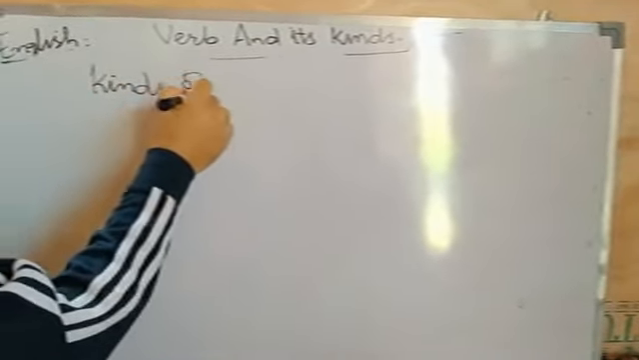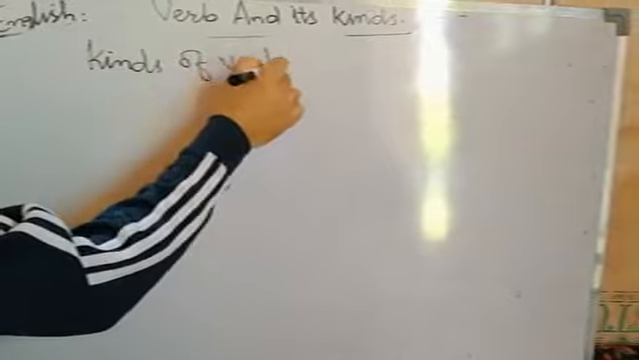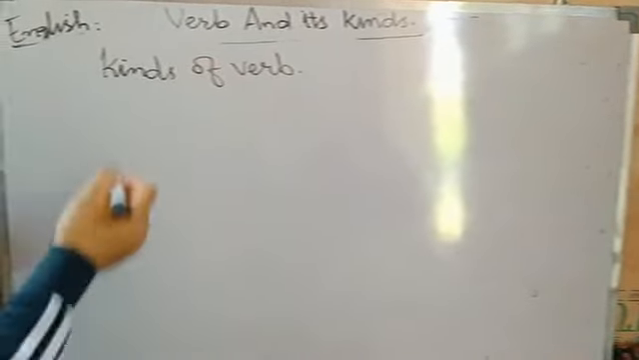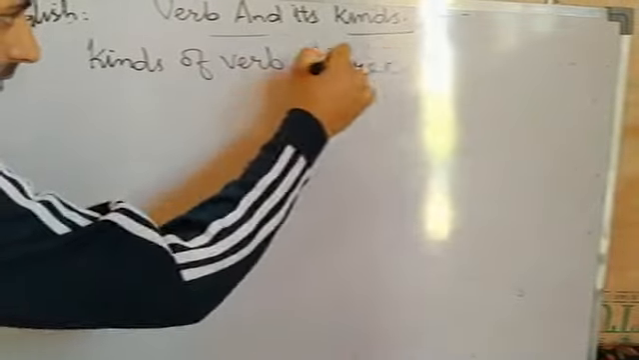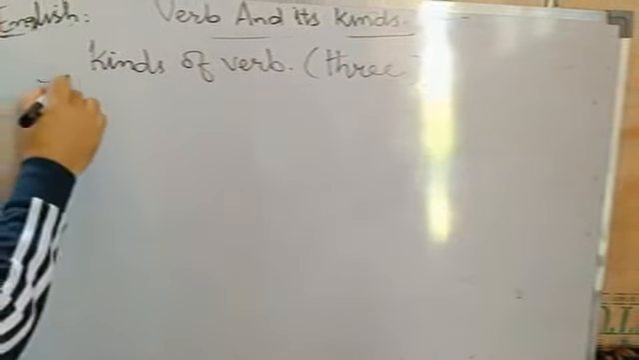Kinds of verb, or classes of verb. We have three kinds or three classes. First is transitive.